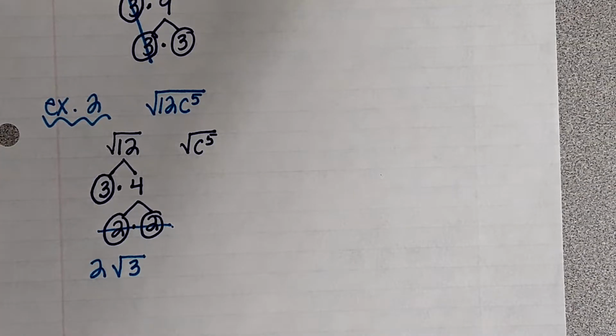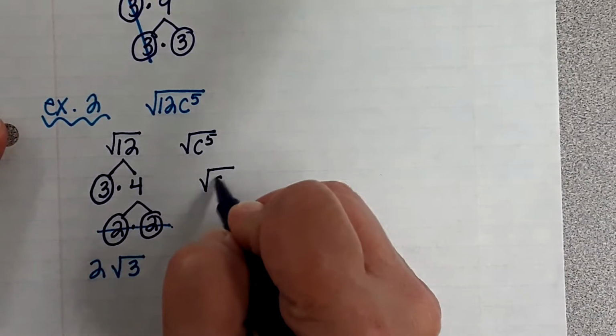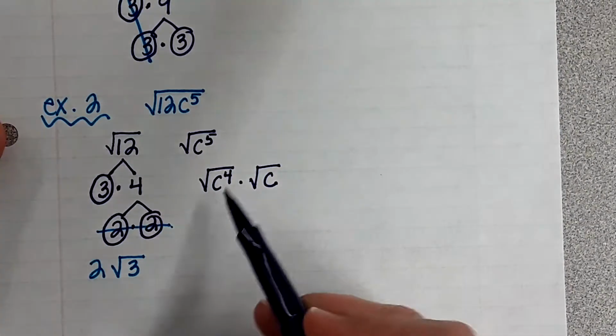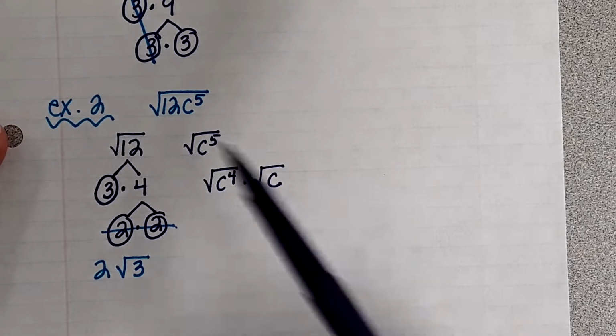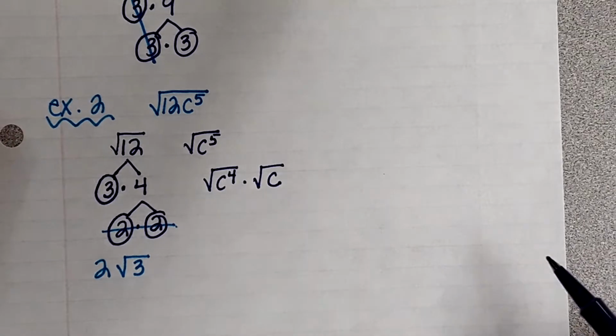Now, when you go to simplify variables and the exponent, like you have an even index and it doesn't go in evenly, the nice thing about variables with the 2 is you just break it down to c to the 4th. You just bring it down 1 times the square root of c. So the square root of c to the 4th times the square root of c. So I just broke it down. Instead of 5, I did it 4 and 1.